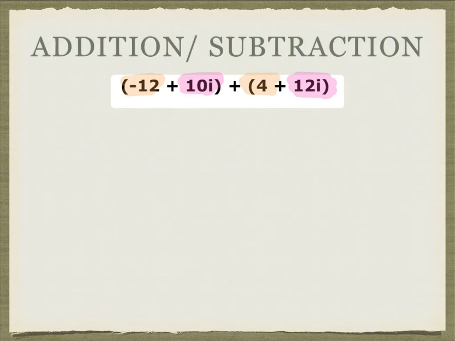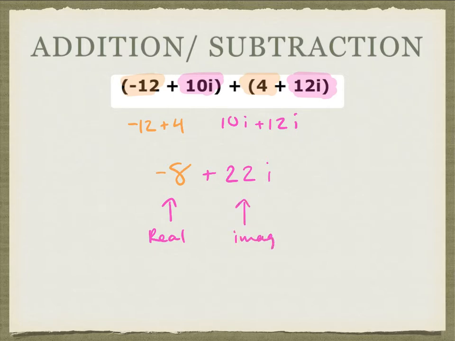So what is negative 12 plus 4? Negative 8. And then what is 10i plus 12i? 22i. And you always write your answer as the real number first, then the imaginary. So our answer would be negative 8 plus 22i.